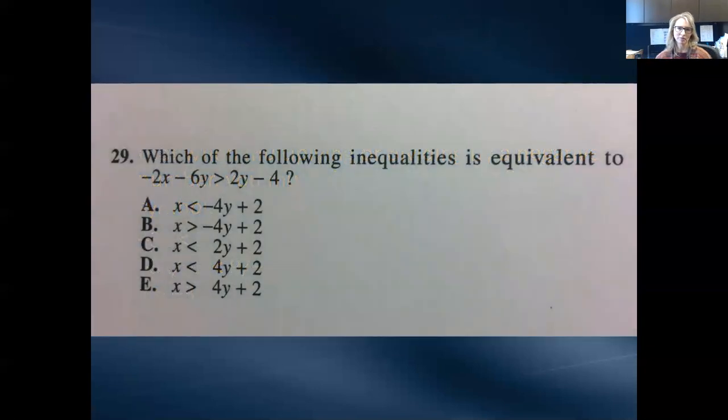Let's work a problem. Which of the following inequalities is equivalent to -2 minus 6y is greater than 2y minus 4? So we see in our answer choices, we want the y on the left-hand side.